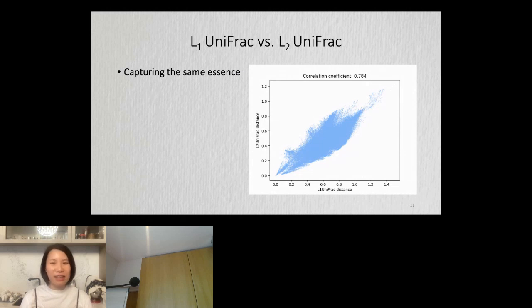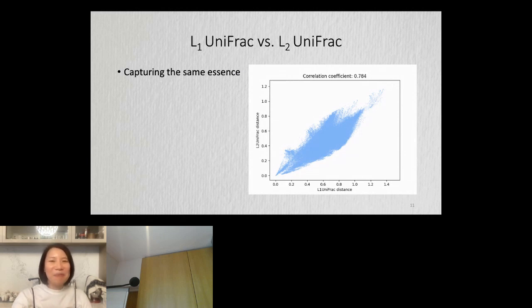But what if L2 UniFrac is not? It's kind of meaningless. So we gathered 528 samples, and we computed pairwise L1 UniFrac distances and pairwise L2 UniFrac distances and computed the correlation coefficient between them. And we can see that there is a high correlation between these two kinds of scores. And this means that L2 UniFrac actually captures the same essence of L1 UniFrac in terms of measuring metagenomic dissimilarity, right?